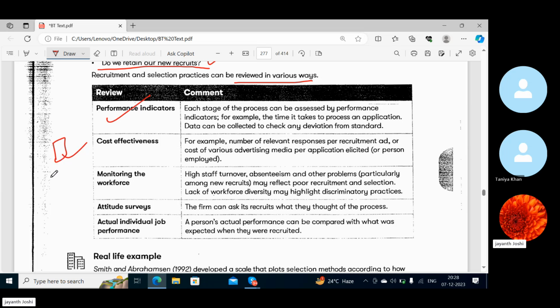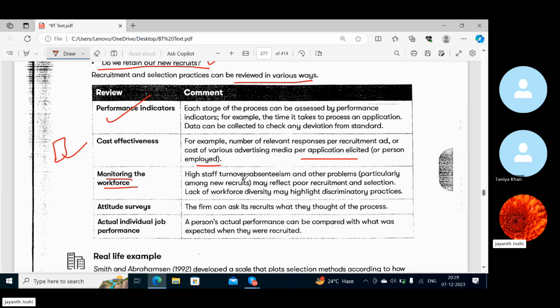Cost effectiveness. For example, the number of relevant responses per recruitment ad, or the cost of various advertising media per application elicited or person employed. That means they will be checking the cost to benefit ratio: what cost they are incurring for advertisements, and how successful they have been in recruiting people who really are of some importance to them.